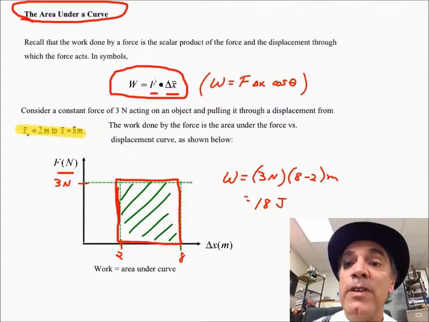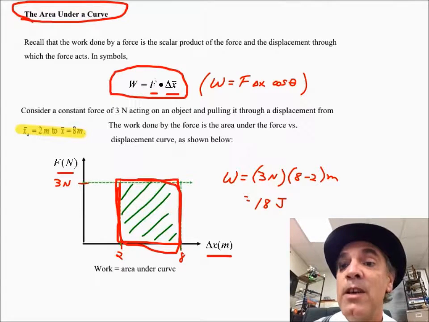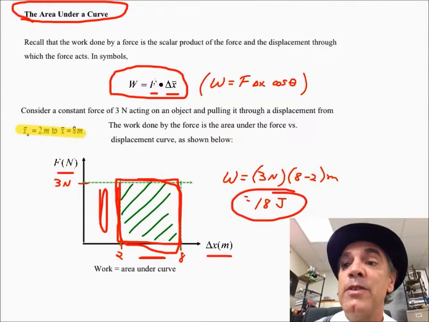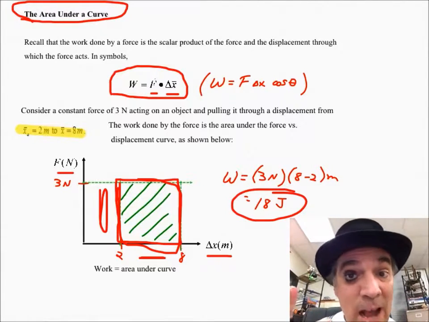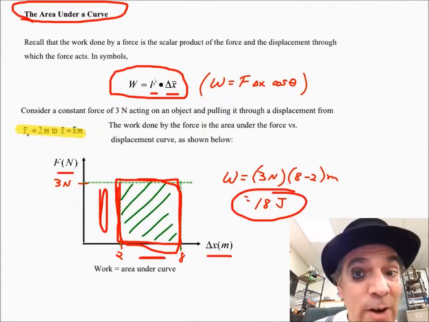we have a force distance graph, we can find out what the work is by finding the area of that curve. In this case, 3 times 6, 18 joules. And we'd like to be able to do that for non-straight curves. That's what our integral will be for.